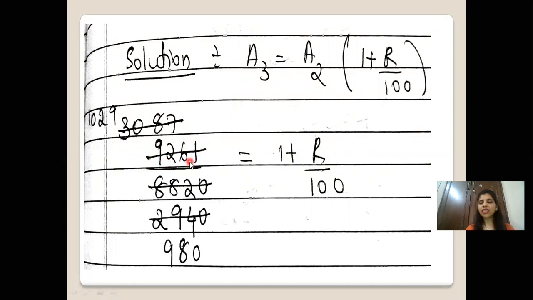11 plus 6, 17 plus 1, 18. So this is divisible by 3. Check for this number: 8 plus 8, 16, 16 plus 2, 18. Even this is divisible by 3. So divide it by 3.